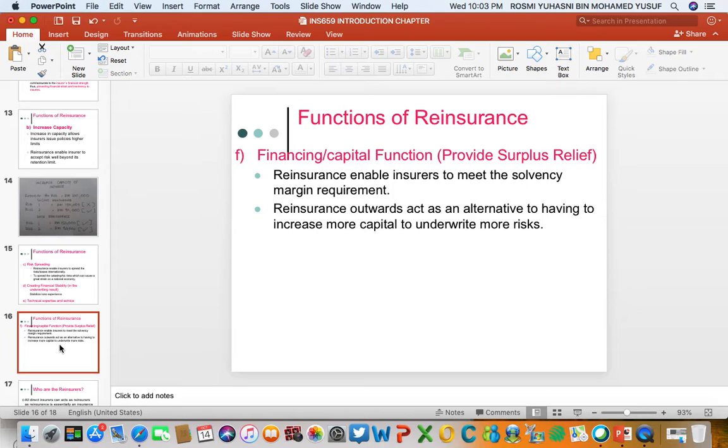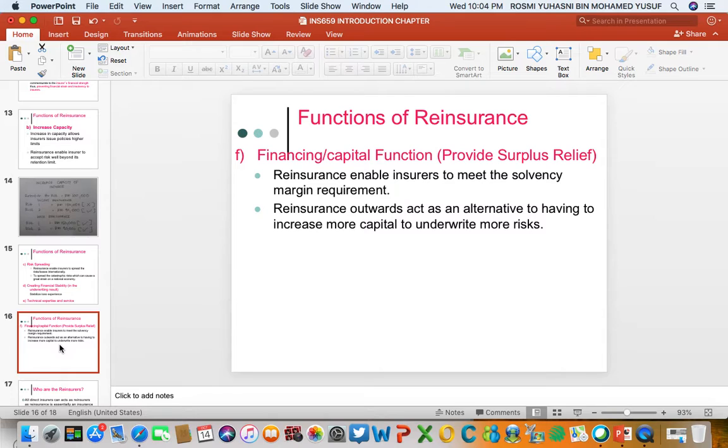Okay? So the same thing goes with insurance. If they want to issue more policies, they have to increase the capital. More risk, more capital. More risk, more capital. That is very simple to understand. So what happens now is, with reinsurance, if they pass a certain portion of risk to the reinsurer, whatever risk they transfer is called reinsurance outwards. Reinsurance outwards means the reinsurance is going out. If the insurer has a lot of reinsurance outwards, this will replace the requirement of capital.